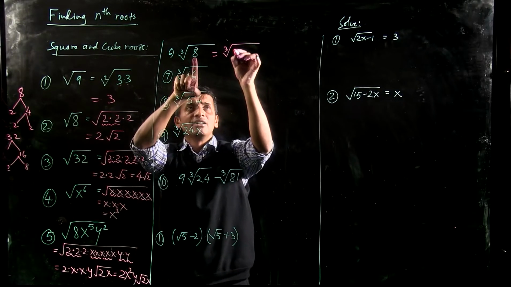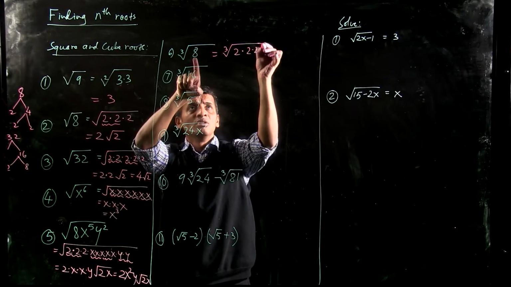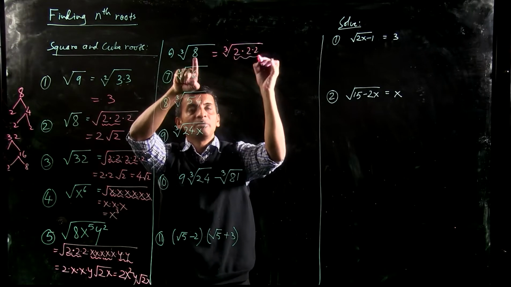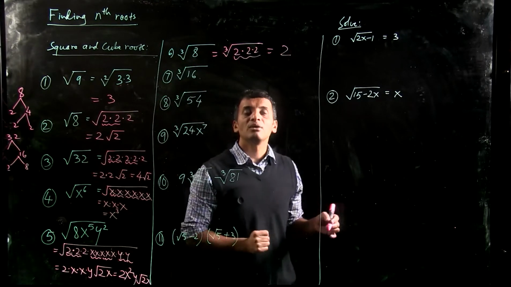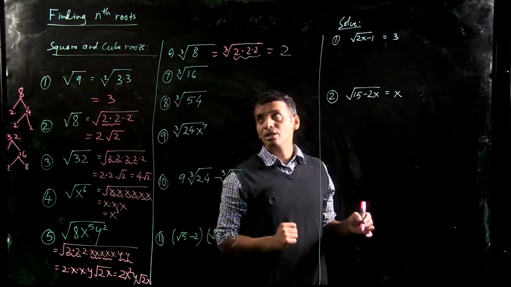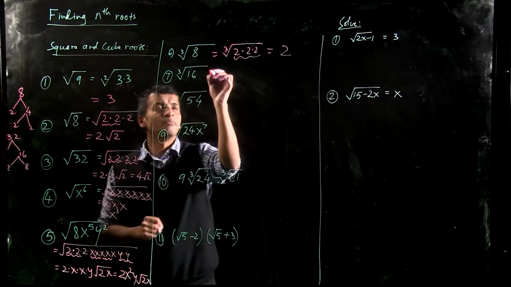And what are the factors of 8? 2 times 2 times 2. We will need a pair of 3. So this is the pair of 3. So instead of the pair of 3, you just write 1 outside. Make sense? Okay.